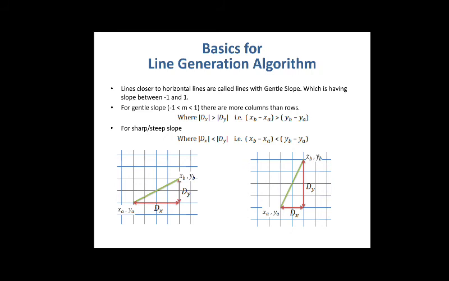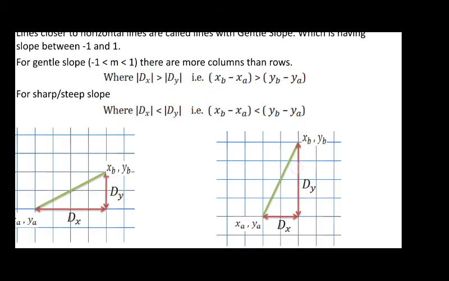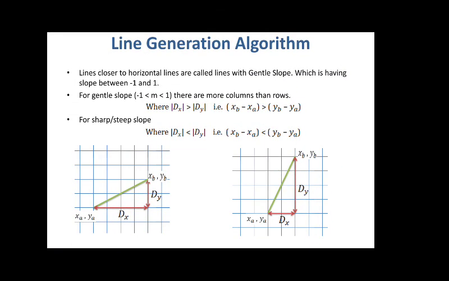Now here you can calculate the rows, right? Rows are 1, 2, 3 and 4. So rows are 4 here. And how many columns? 2 columns only. So here the number of rows is more than the number of columns. At that time you can say that the line is having a steep slope or a sharp slope.